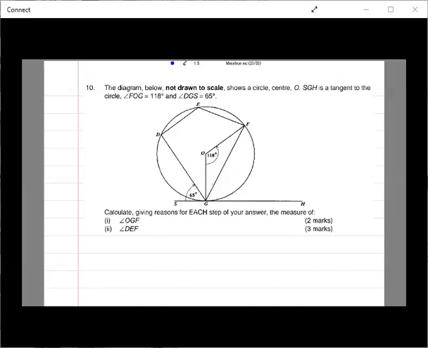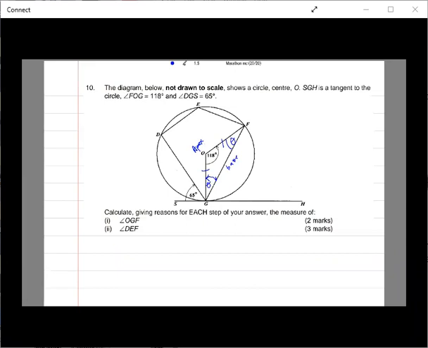So angle OGF, this is the angle they're asking you to find. Here's how I would go about finding this angle. OG is a radius of the circle, and OF is also another radius. So that would make triangle FOG an isosceles triangle. For the isosceles triangle, the equal sides meet at the apex. Opposite from the apex is the base. And the two base angles of an isosceles triangle are equal.